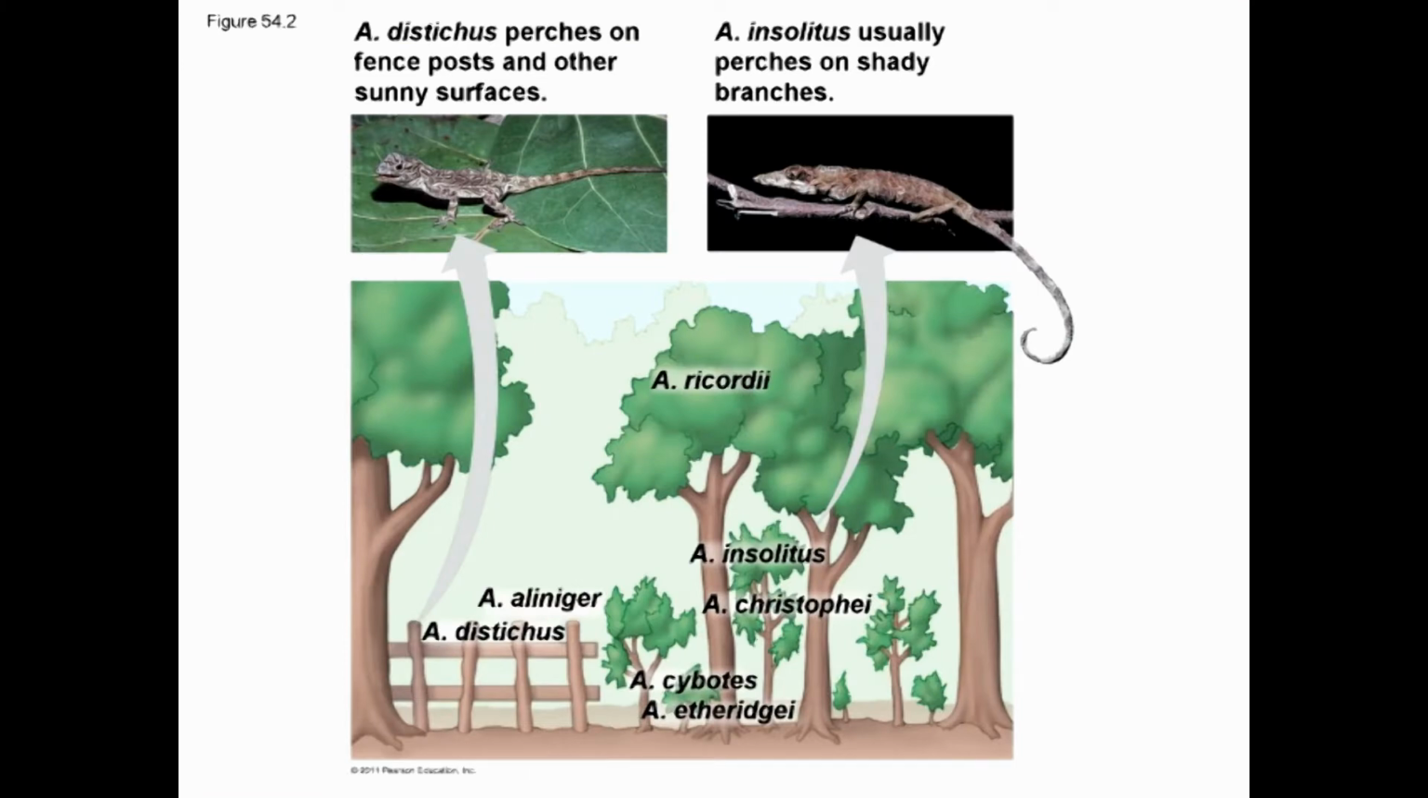Here we're looking at two different lizards. We've got this particular lizard that likes to perch on fence posts and other sunny areas, and this particular lizard that likes to hang out on shady branches. All of these are slightly different species of the same genus here. So they have slightly different requirements for nutrition. They're all found in different places.